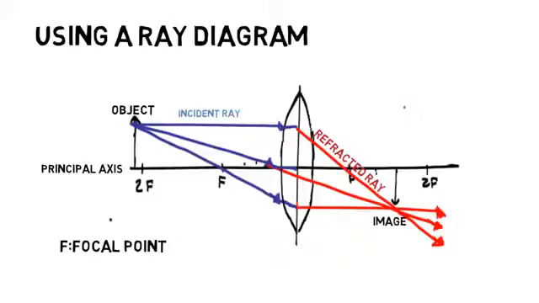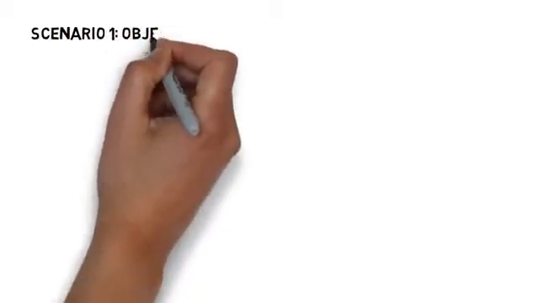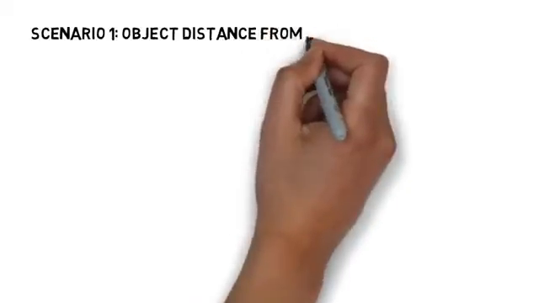The incident ray that is parallel to the principal axis is refracted to go through the focal point. The incident ray that goes through the center of the lens is not refracted. The incident ray that goes through the focal point is refracted to be parallel to the principal axis. Like we stated earlier, the resulting image varies depending on the object's distance from the lens, and we will show you 3 different scenarios. So let's start with our first scenario, where the object's distance from the lens is greater than 2f.